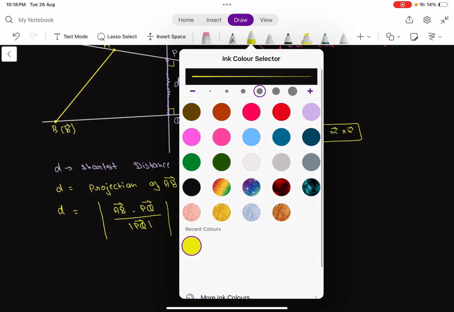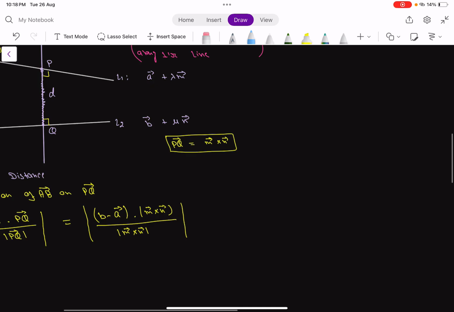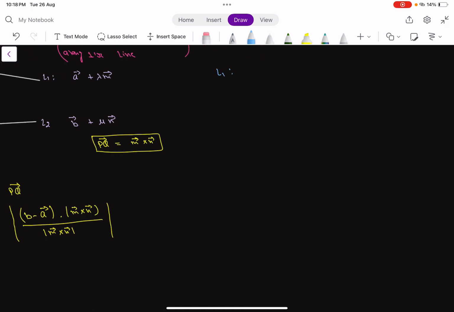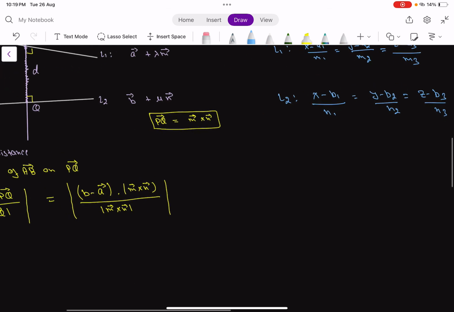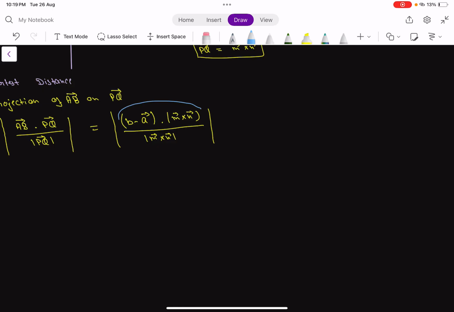But if the conditions are given in scalar form, for example, if the equation of line L1 is given as (x minus a1)/m1 equals (y minus a2)/m2 equals (z minus a3)/m3, and L2 is given as (x minus b1)/n1, (y minus b2)/n2 and (z minus b3)/n3, how will I write this formula in scalar form? We can directly use that. It is clearly visible that what is written here is the STP, the scalar triple product of vectors.